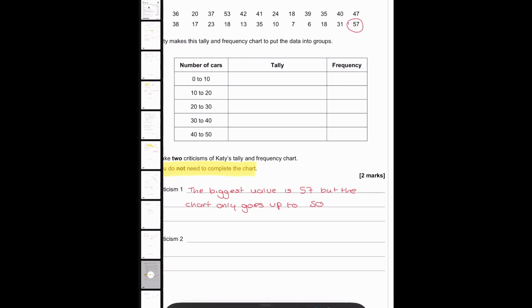Another criticism is usually to do with the labeling of the chart. If we look at the number of cars, we have a row for 0 to 10 and a row for 10 to 20. Where do we put 10 cars then? Do we put them in the first or the second, or both? So our second criticism is that we can actually put the reading for 10 cars in 2 different places.